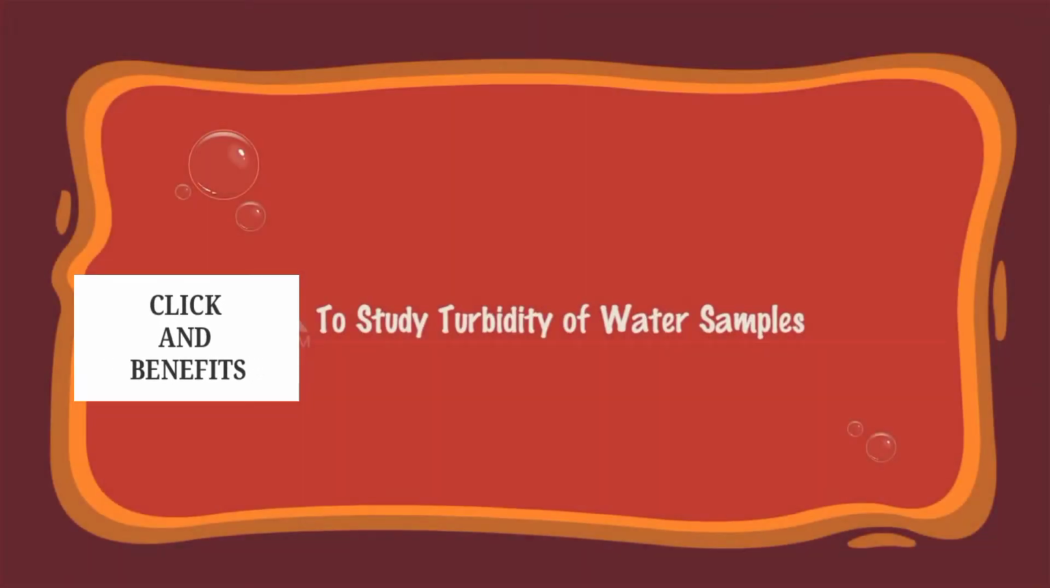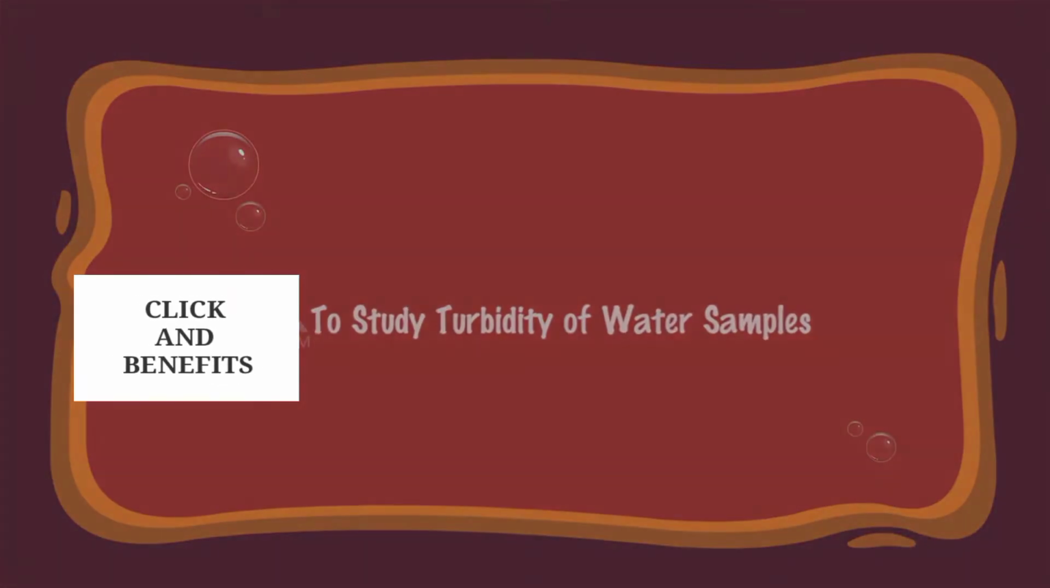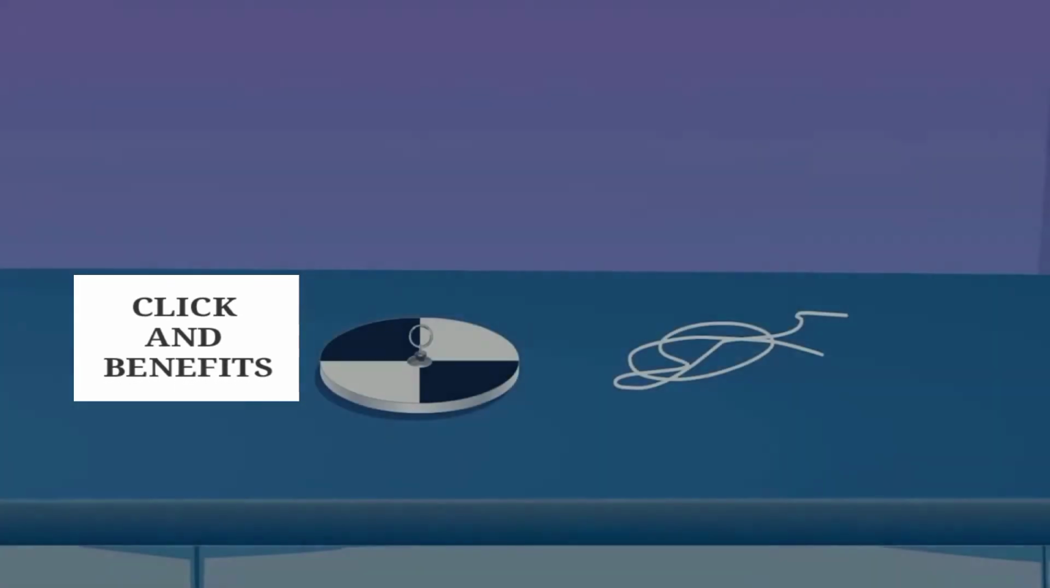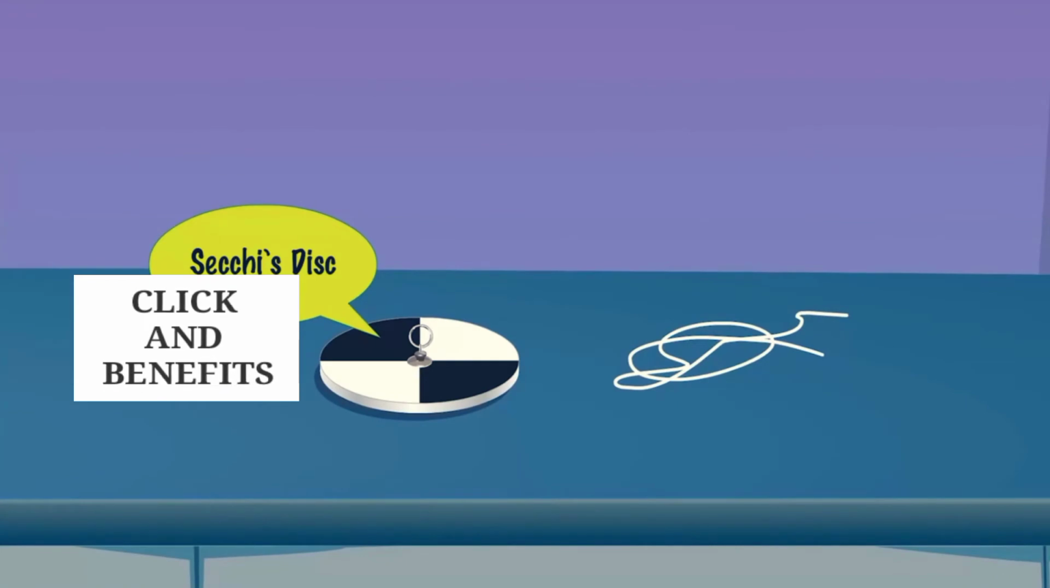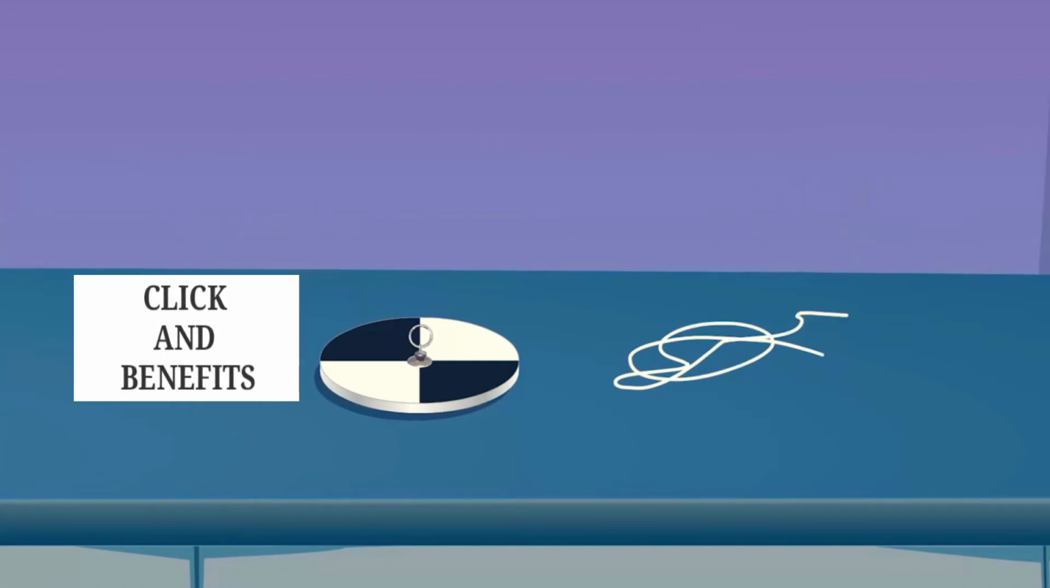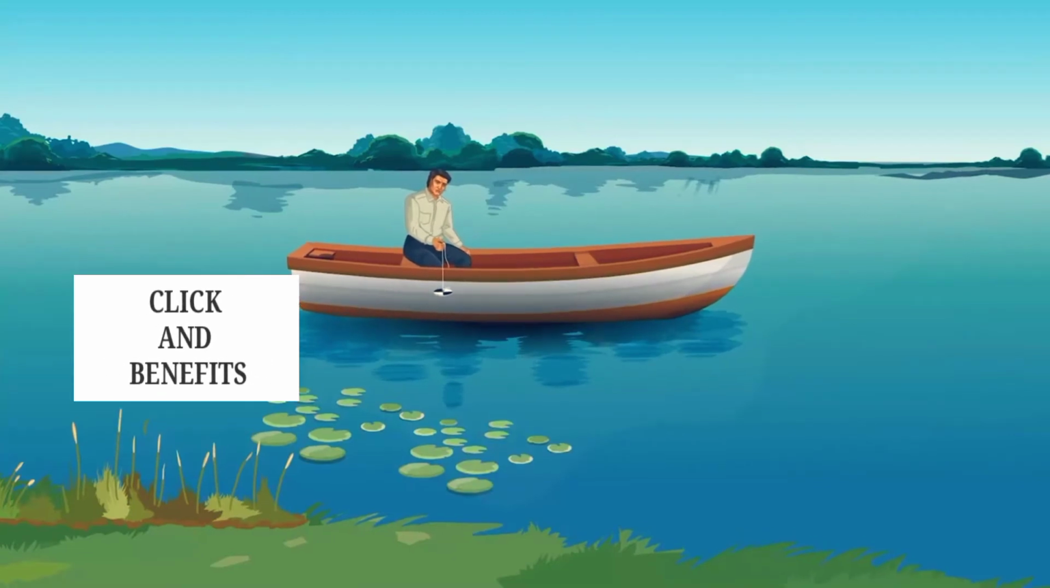To study the turbidity of water samples. Materials required: Secchi's disc and a rope of moderate thickness. Reach the center of the pond in a small boat.